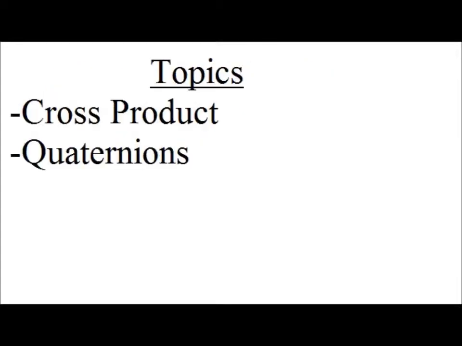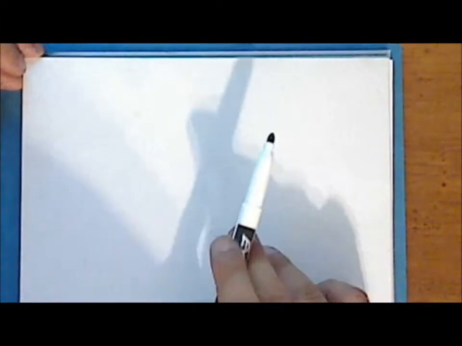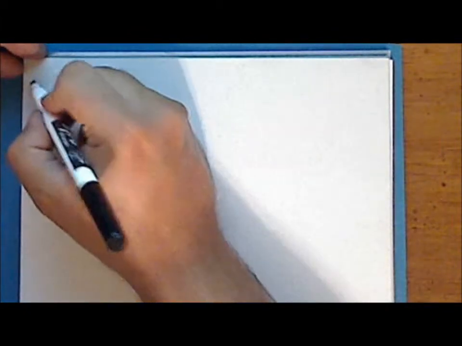Welcome to the 14th lecture in abstract algebra. The topics that we'll explore in this lecture include the cross product of three-dimensional vectors, and we will revisit the quaternions, this time as a real vector space. Okay, so we'll start with the definition of the cross product.